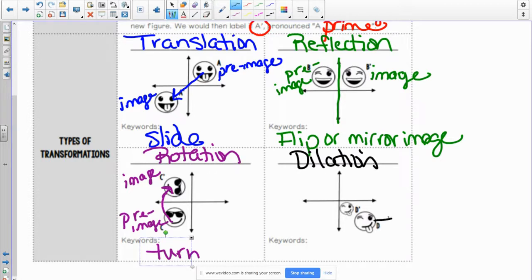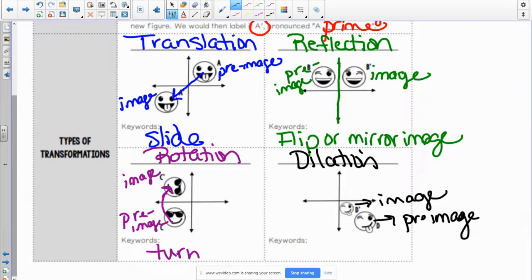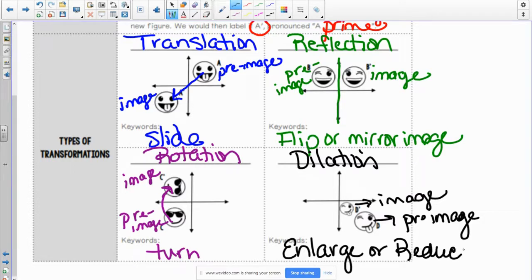So look, that's D, so that's your pre-image down at the bottom here. Sorry. And this is your image that was changed. And the word you'll hear me say when we talk about dilation is enlargement, because if you notice, this one has been reduced. So either you dilate it larger or you dilate it smaller. So we call it enlargement, or to enlarge, or you'll hear me say reduce.